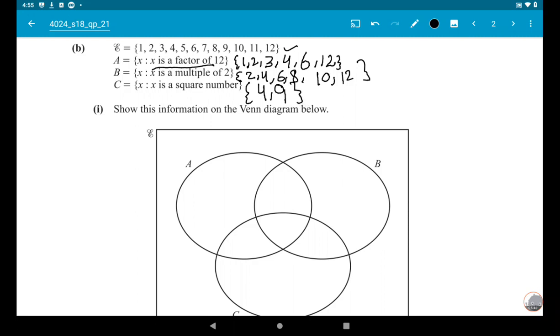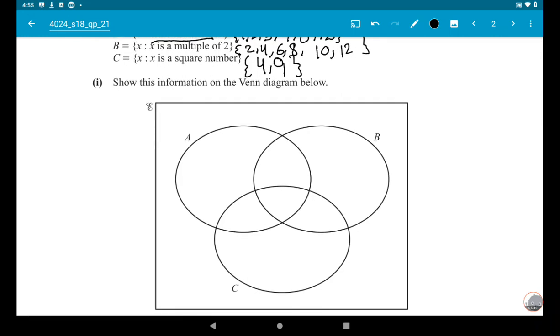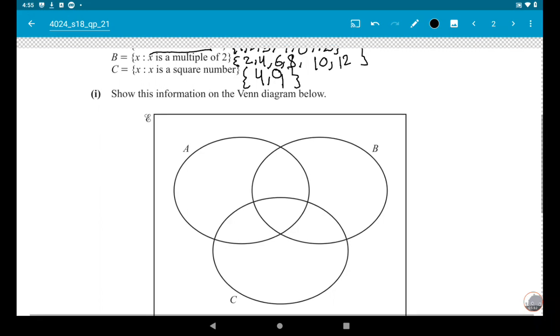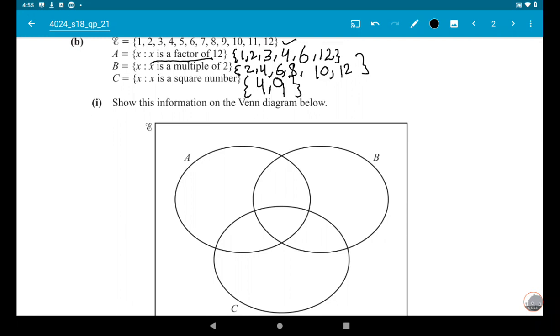Okay, so now we should put these numbers in the Venn diagram. So what to do? Okay, so can we say this part is A and B common, this part is A, B and C, this part is A and C, and this part is B and C. Okay, what should we do now?